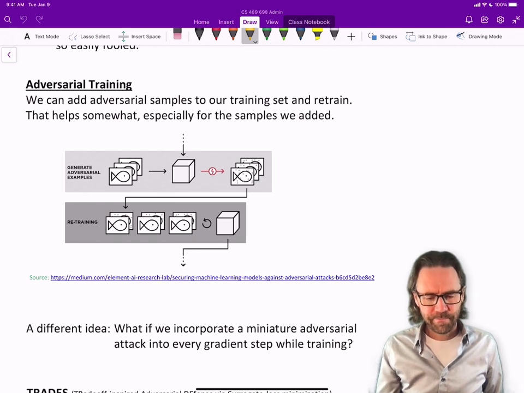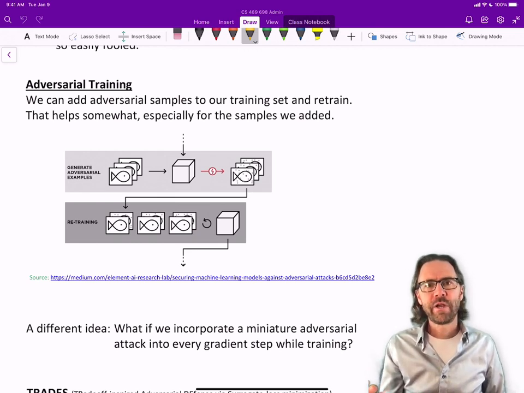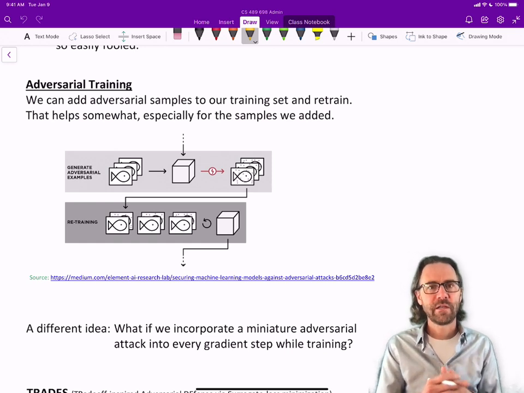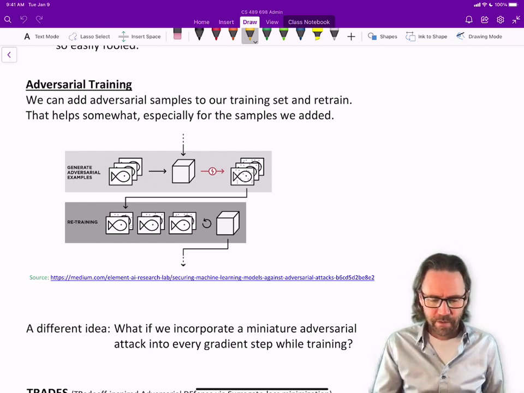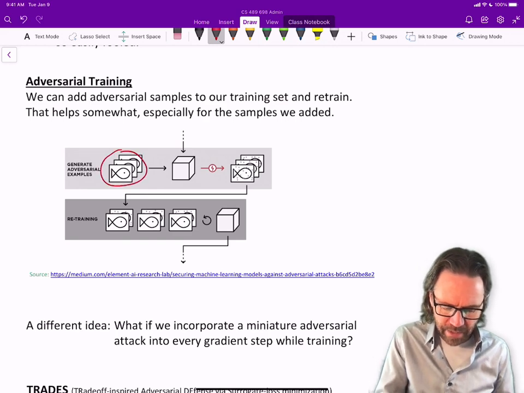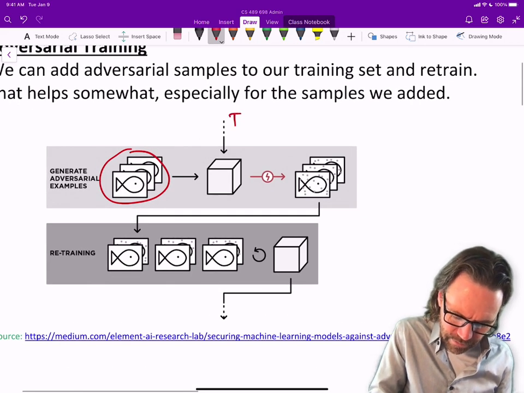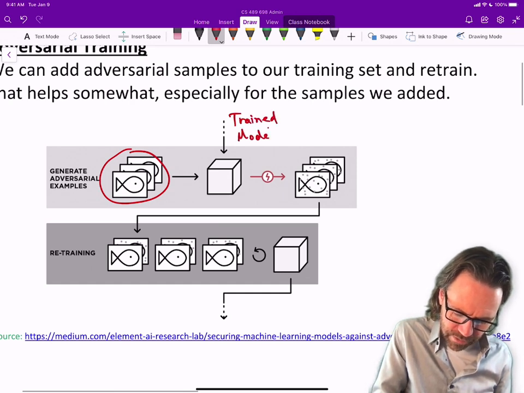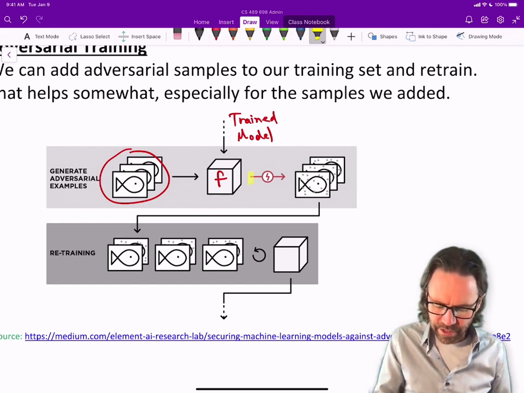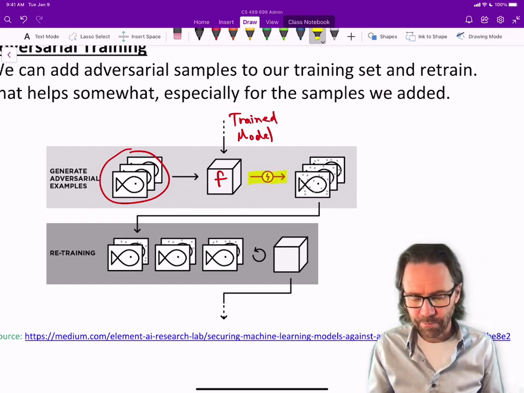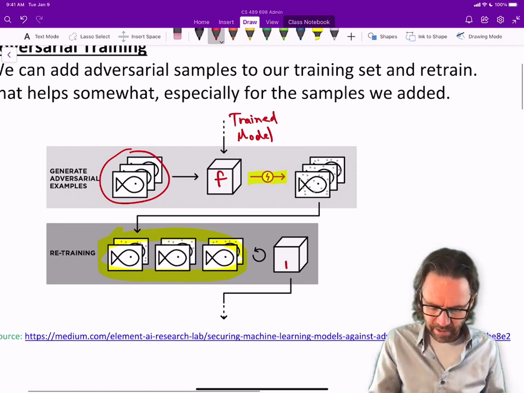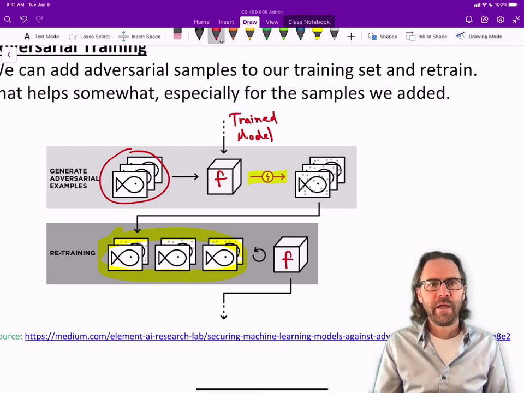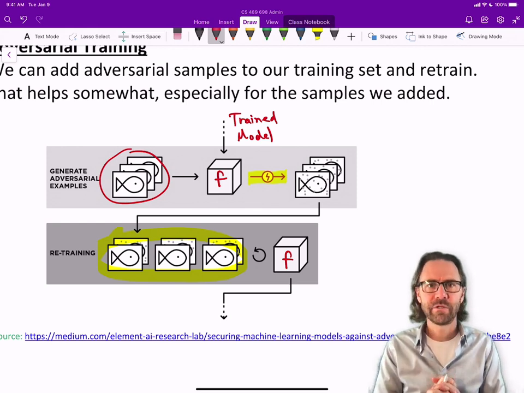The first method maybe has already occurred to you: adversarial training. This is where we add adversarial samples that were generated back into our training set and train those to be correctly classified. So in the graphic here, you can see we've got our data set and we've got our trained model, which I'll call F. From F, we're going to generate a bunch of adversarial samples. Then we're going to add that to our data set, retrain on that and get a new model F. And then we can repeat this process. Over time, it becomes more and more robust to those adversarial samples.